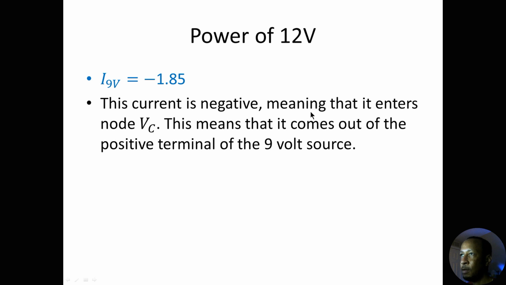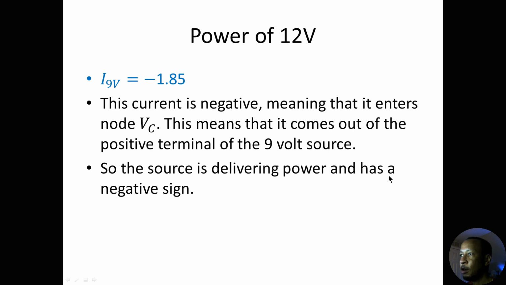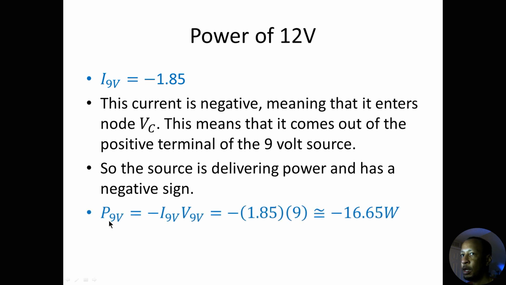This current is negative, meaning that it enters node VC. This means that it comes out of the positive terminal of the 9-volt source. So the source is delivering power and has a negative sign. The power of the 9-volt voltage source here equals negative I of 9 volt times V of 9 volt equals negative 1.85 times 9, which is approximately equal to negative 16.65 watts. So again, it is delivering power, this 9-volt source.